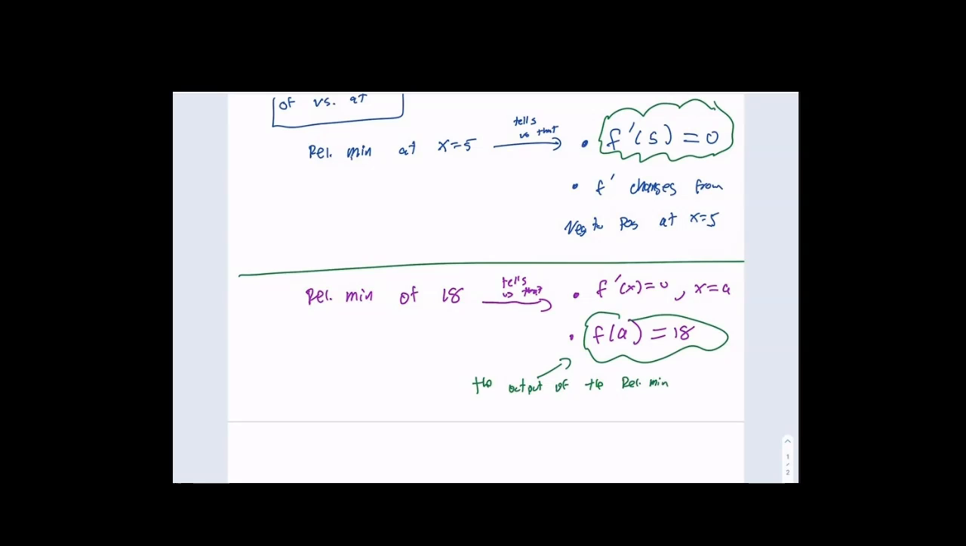So there, you should be able to solve for when that occurs. It might be x equals 4, for example. And if you plug 4 back into the original function, you will get 18. So relative min of 18 tells you that the output is 18. Relative min at x equals 5 solves it for you basically and tells you that the input value for the relative min is 5. So "at" is the x value, "of" is the y value. Okay. So be careful in terms of the differentiation between those ones.